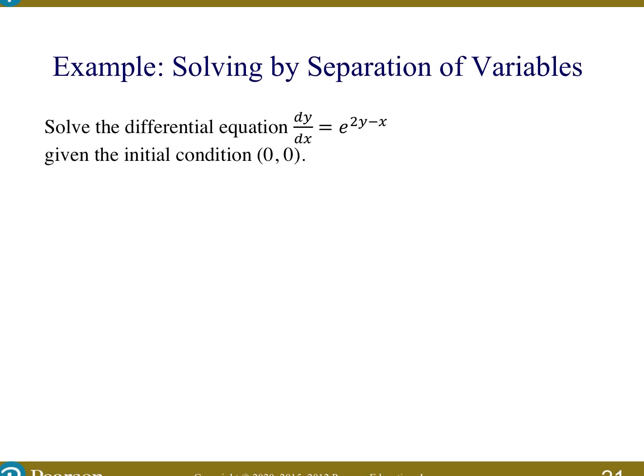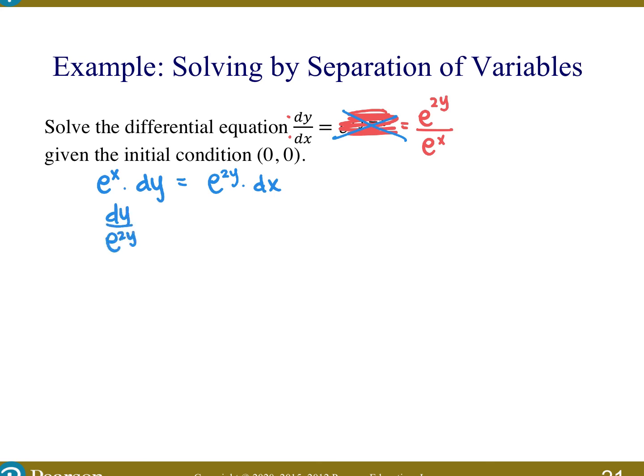Okay, here's our differential equation. We see the parts, but we see that we have a subtraction in the exponent. So we want to write that as e to the 2y divided by e to the x. So we're going to eliminate that, and then we will do our cross multiplying. So we'll have e to the x times dy and e to the 2y times dx. Now they're on the wrong side. So dy would be divided by e to the 2y, and dx would be divided by e to the x.